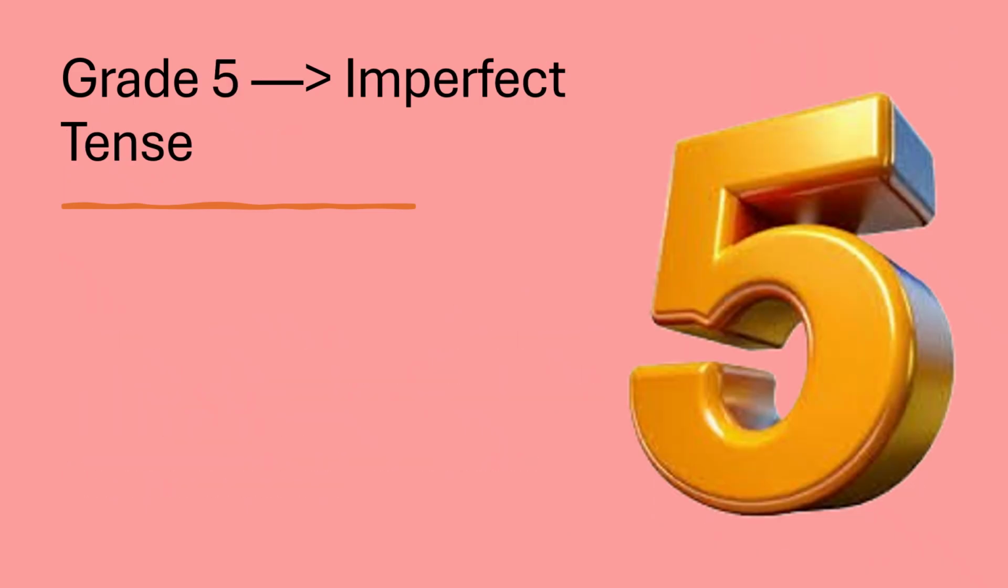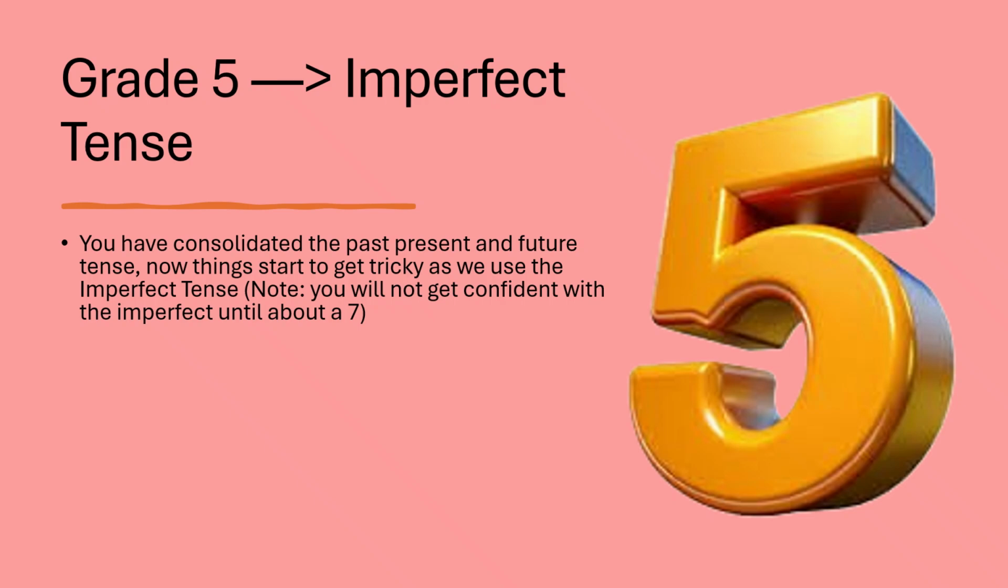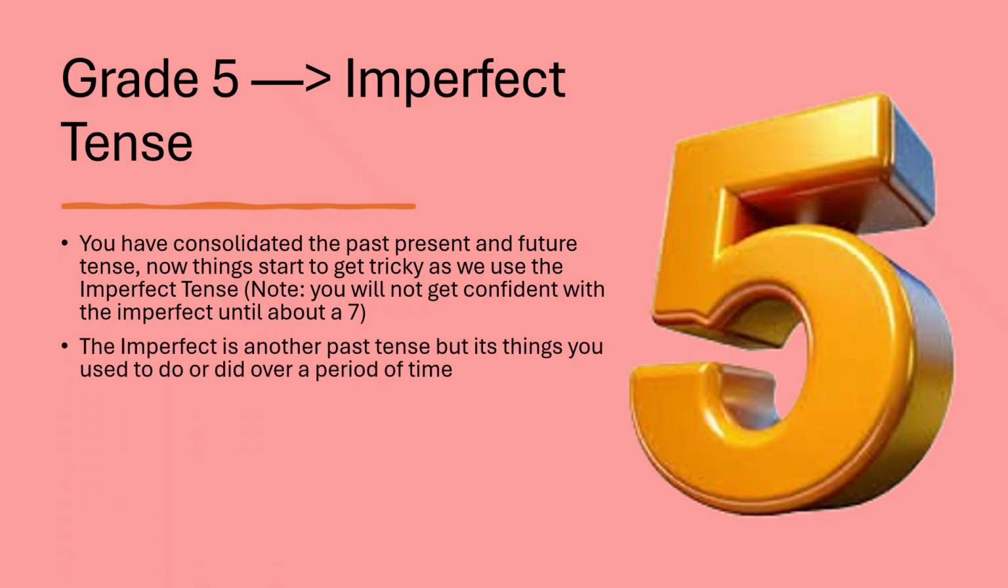So you've now confidently consolidated the past, present and future tense. Now things start to get a little bit tricky as we use the imperfect tense. Just a little note there, you will not get confident with the imperfect until about a 7, and you'll understand when we get to a grade 7. The imperfect is another past tense, but it's things you used to do or did over a period of time.